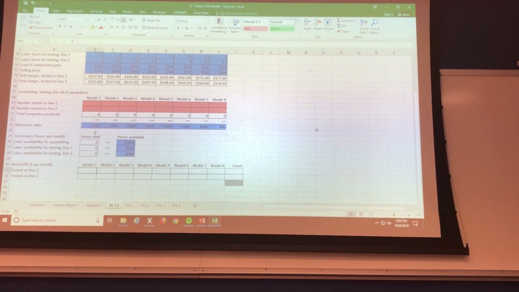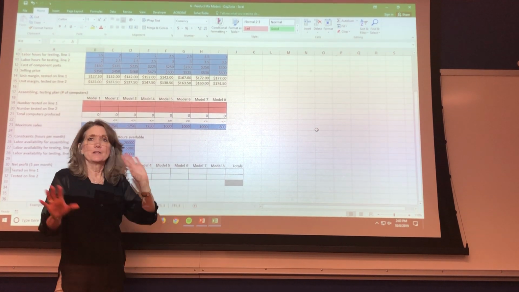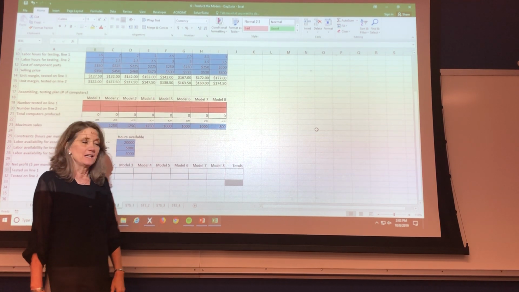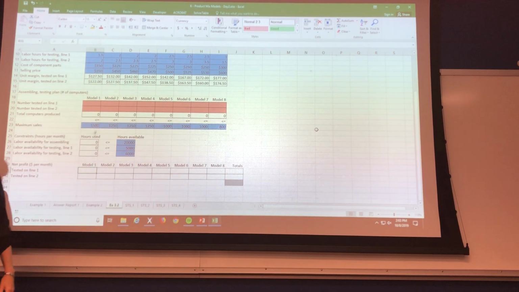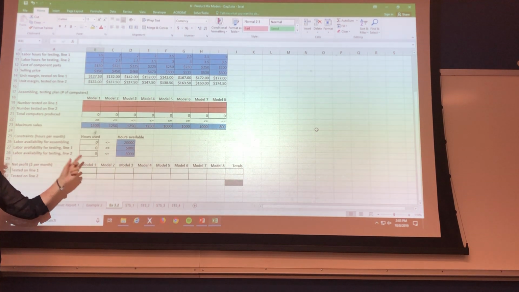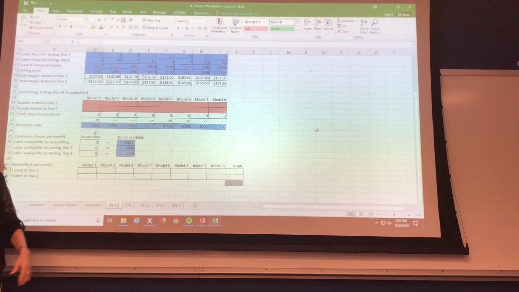Okay. And then to eventually get to the profit here, there were a lot of shortcuts we could have taken, but in the book, the structure of the problem is such that they did the profit for each model on each line. Then they added them, then they added them again. All in the sum product, but that's okay.